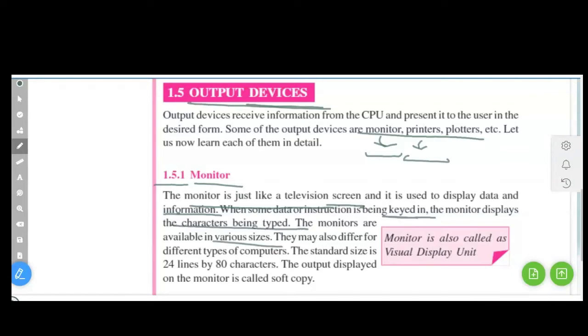Monitors are available in various sizes. They may also differ for different types of computer. The standard size is 24 lines by 80 characters. This is the standard size of a monitor. Just note this point. Whatever is displayed on the monitor, we call it a soft copy. The monitor is also known as the visual display unit, VDU. That has to be noted as well.